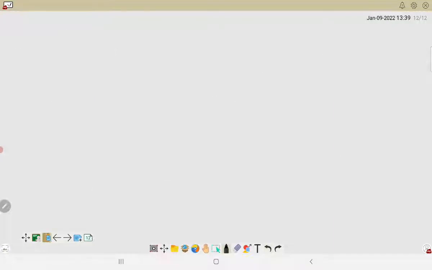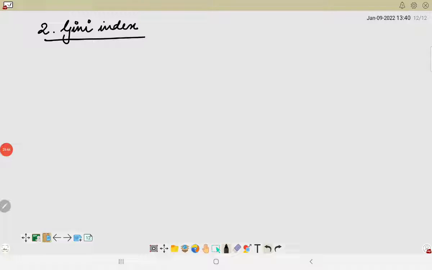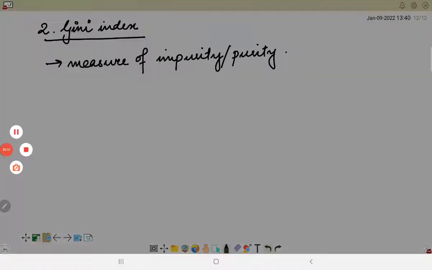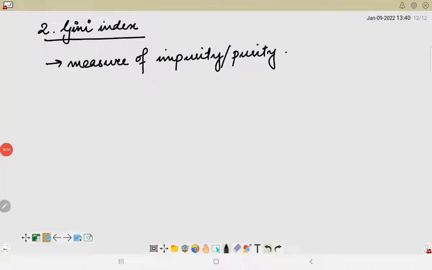The next possible method of ASM is the Gini index. Gini index is also a measure of impurity or purity which we can use in CART, which is the classification and regression algorithm, and an attribute with low Gini index should be preferred as compared to a high Gini index.